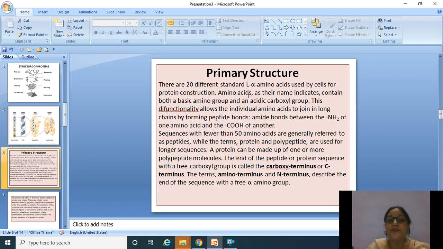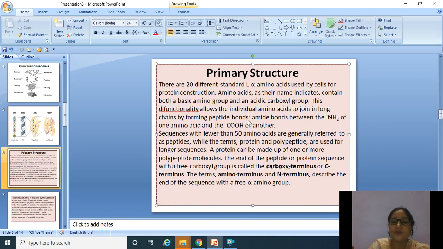Amino acids, as their name indicates, amino, that is the amino group, and acid means the carboxyl group. So amino acids contain both a basic amino group, that is the NH2 group, and an acidic carboxyl group or carboxylic group, that is the C double bond O OH group. This difunctionality means having an amino group and a carboxyl group together. This difunctionality allows the individual amino acids to join in long chains by forming peptide bonds.